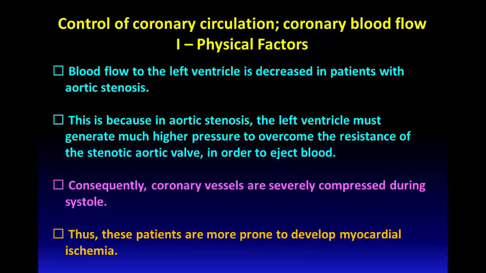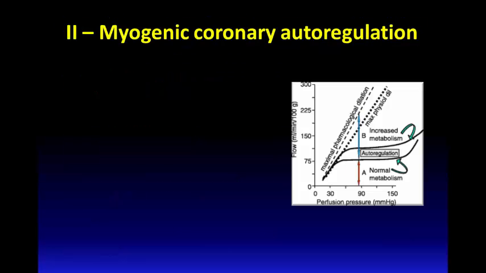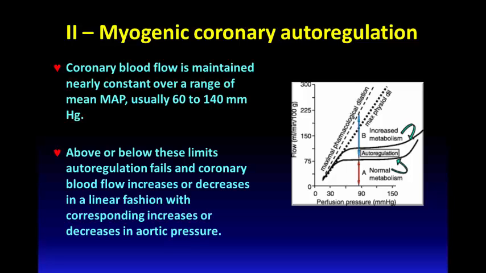Consequently, the intramural, the transmural coronary arteries are severely compressed during systole. Thus, patients with aortic stenosis are more prone to develop myocardial ischemia and myocardial infarction. So we have finished with the physical factors affecting coronary blood flow, and now let's describe the myogenic coronary autoregulation.